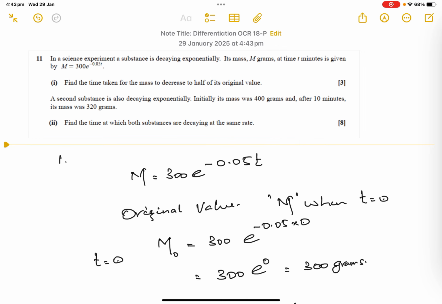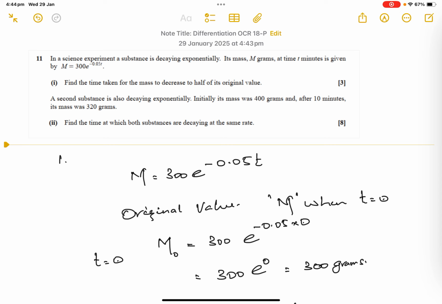The second part: another substance is also decaying exponentially. So that means they are indirectly telling us we can use the same type of equation. Initially, its mass was 400 grams, and after 10 minutes, its mass was 320 grams. So it decreased to 320 after 10 minutes from 400. Find the time at which both substances are decaying at the same rate.